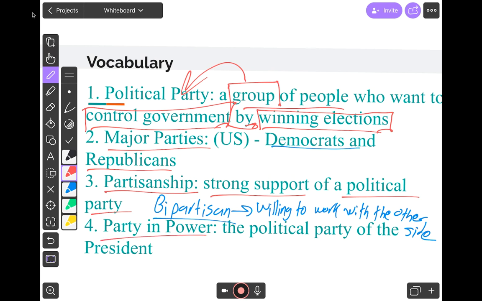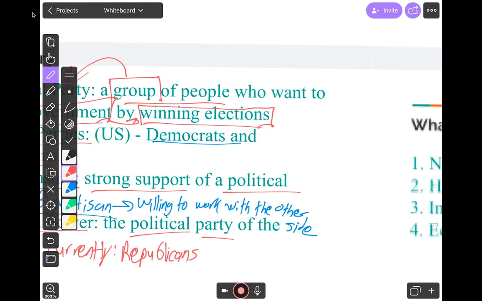The last vocab we have is party in power, and this is the political party of the president. You'll hear the term that right now, currently, the Republicans are the party in power because Trump is in the presidency. This is a term to acknowledge which party has control of the presidency and which party has control of the political power in the United States.